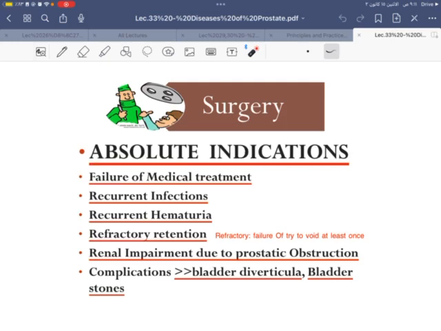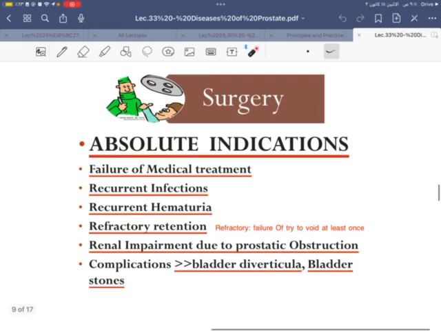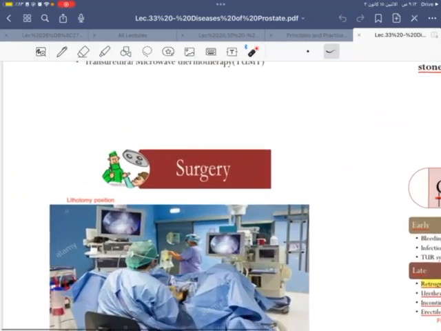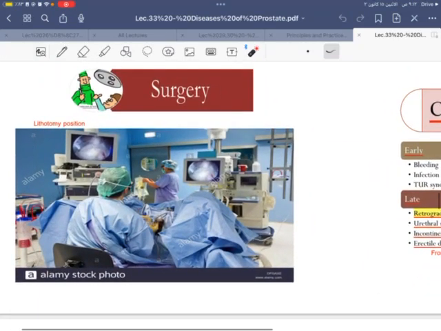So failure of a trial of void at least once is called refractory urinary retention. It means he is stuck, he needs surgery. Renal impairment, bladder diverticula, and bladder stones secondary to BPH. All of those are indications for surgery. This is how to do TURP while the patient is lying down. Intervention, endoscopic manipulation. We shave the prostate and remove it in chips to open the way.